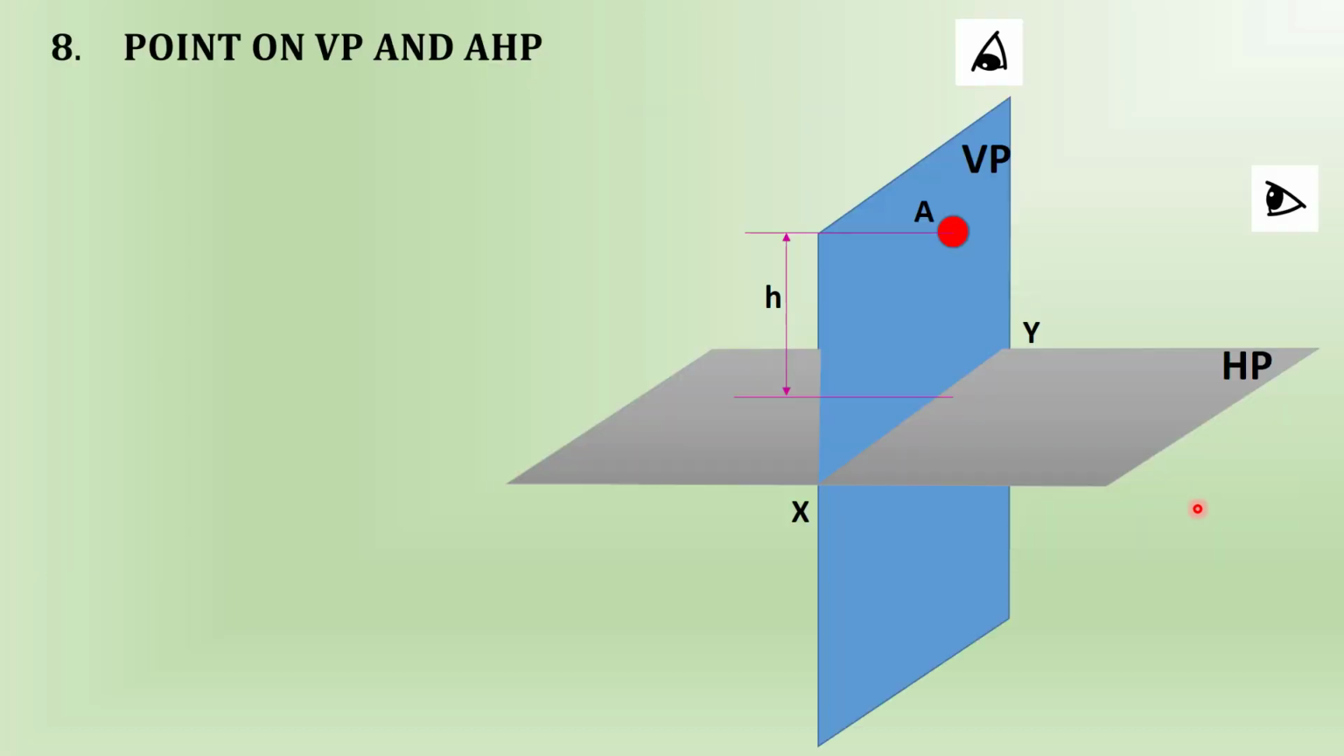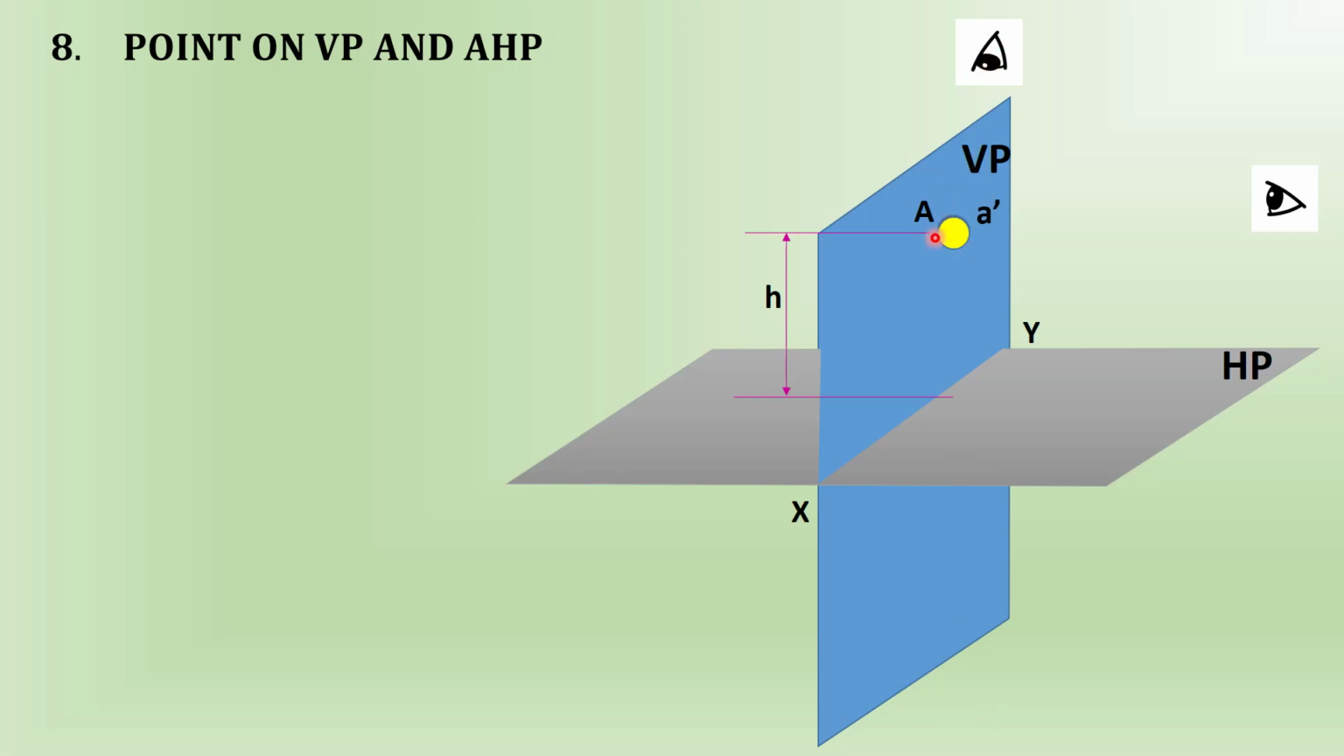Now let us consider a point again lying on the vertical plane and above the horizontal plane. So here you can see that the capital A is lying on the vertical plane. When you look from the front, since the point lies on the vertical plane, the elevation also will be on the vertical plane. So A dash will be on VP.